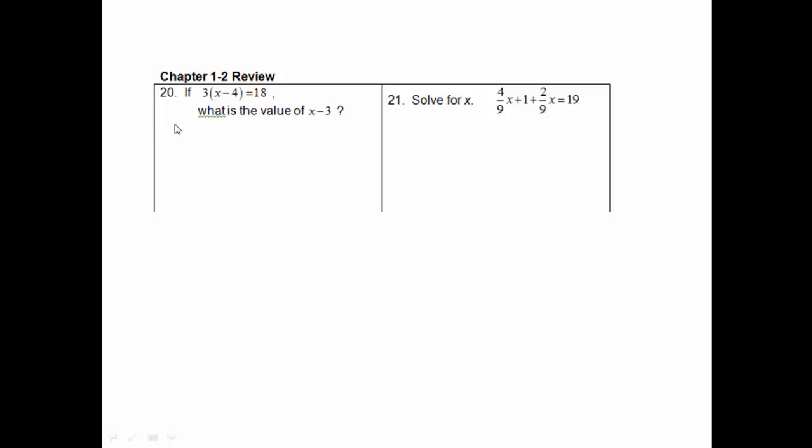All right, chapter 1 to review. Number 20 says, if 3 times the quantity x minus 4 equals 18, what is the value of x minus 3? Well, I can't find the value of x minus 3 until I know the value of x, so I'm going to start by solving this equation.